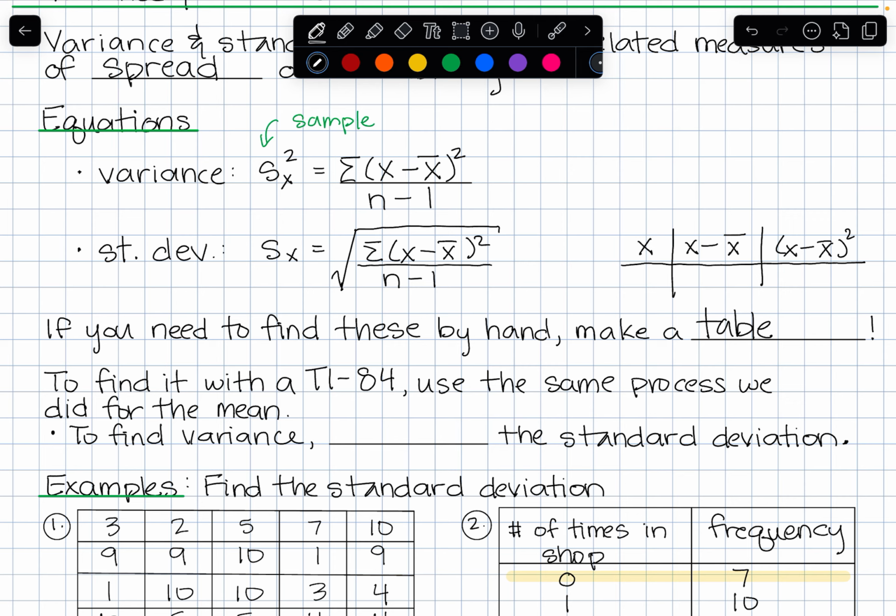If you are asked for variance, you need to work backwards because your calculator is going to give you this. And to undo that square root, you square it. So to get from standard deviation to variance, you need to square the standard deviation. Multiply it by itself.